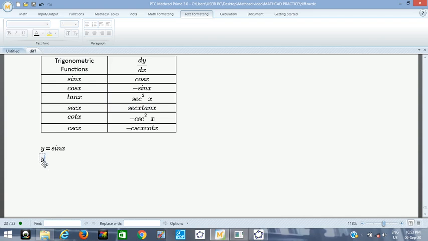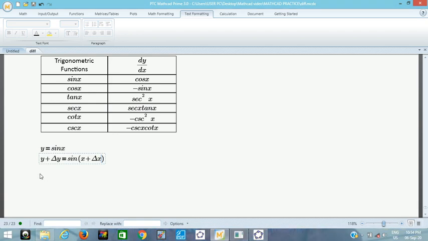So I'm going to have y plus delta y, which will now be equal to sine, I need to put it in brackets, (x plus delta x). So this is the first step from your first principle of differentiation. Hope you have not forgotten it. You add delta y to y, you add delta x to x.